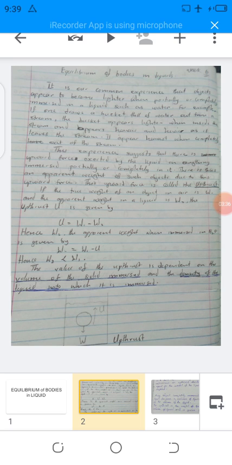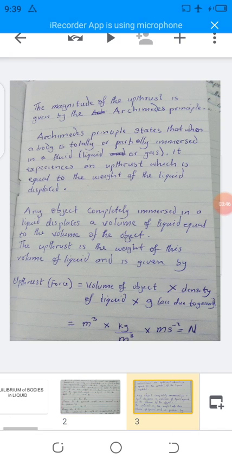The object sinking down below the water has its weight acting downward, W, and the upthrust acting upward, which is U. Let's proceed. The magnitude of the upthrust is given by the Archimedes principle. Archimedes principle states that when a body is totally or partly immersed in a fluid, liquid or gas, it experiences an upthrust which is equal to the weight of the liquid displaced.